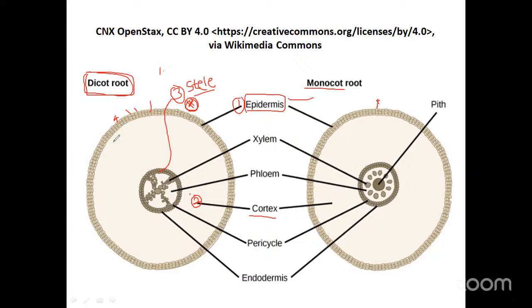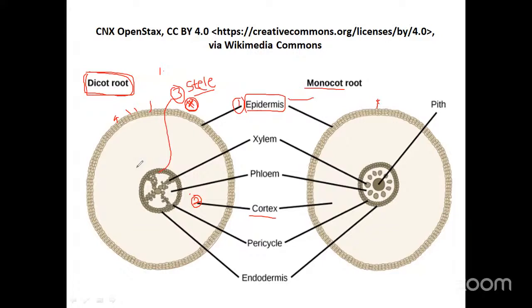And the last part of the cortex is the endodermis. This is the innermost layer of the cortex, covering the stele. It consists of compact cells without intercellular space, like the epidermis. Most of the cells are characterized by the presence of special thickening, suberin. These are called Casparian strips.